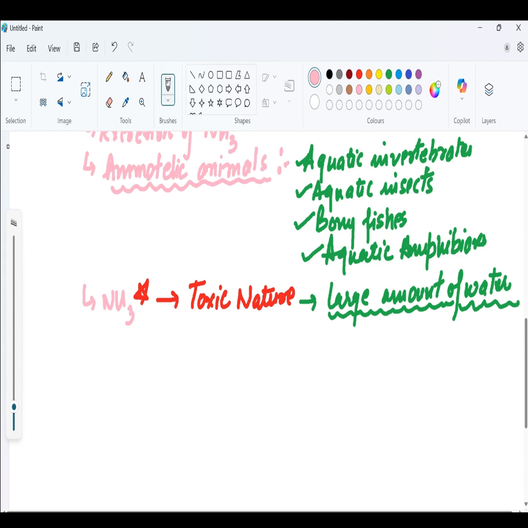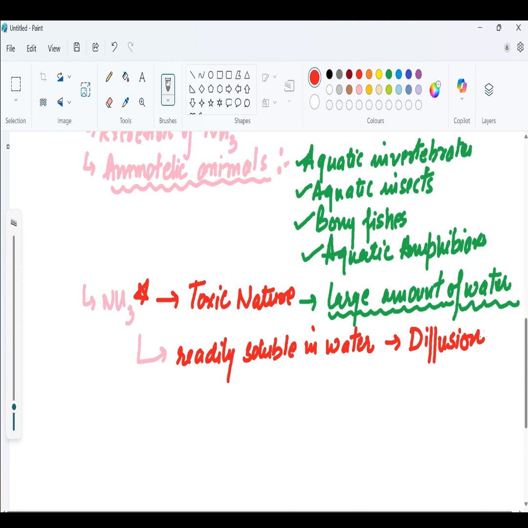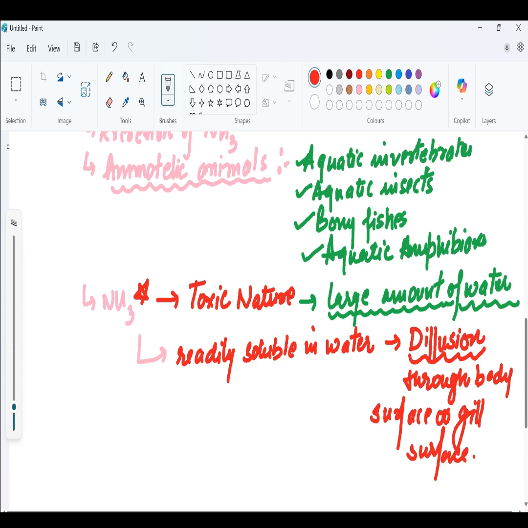One more thing about this ammonia, it is readily soluble in water. So whenever it is released by these aquatic animals, it readily solubilizes in water. The next thing we have to understand is how it is excreted. It is excreted by the process of diffusion, through the body surface or gill surface. I said that it is readily soluble in water, so it is excreted out through the body surface.